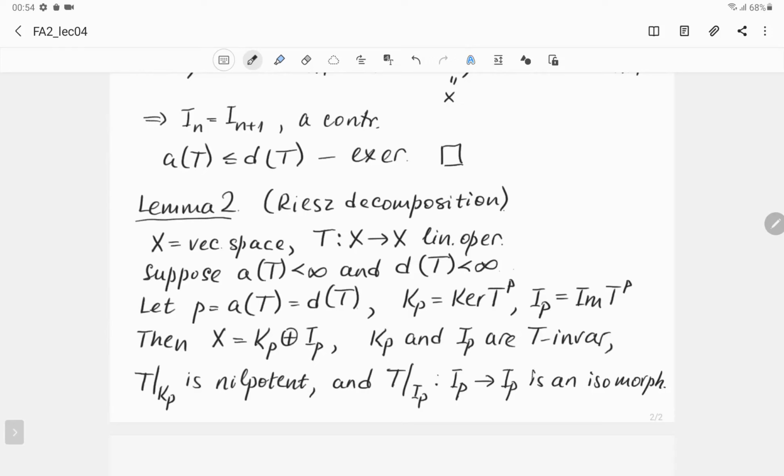Is an isomorphism of Ip onto itself. So essentially, this result states that if you have an operator of finite ascent and finite descent, then this operator decomposes as a direct sum of two pieces, two blocks. The first block is nilpotent, and the second block is bijective.